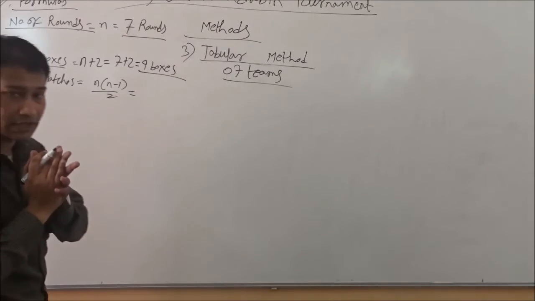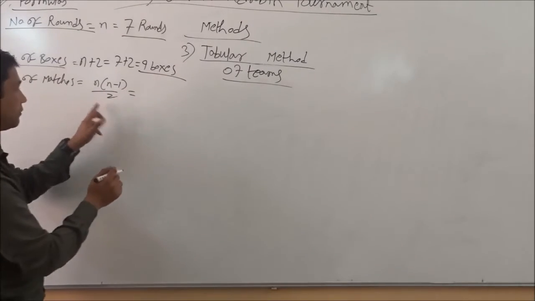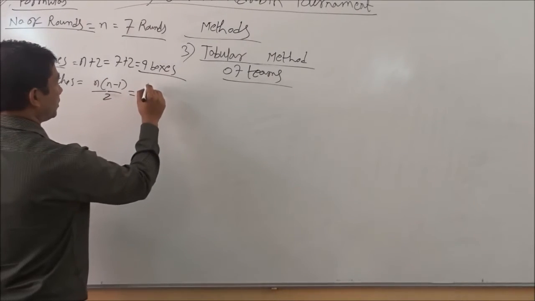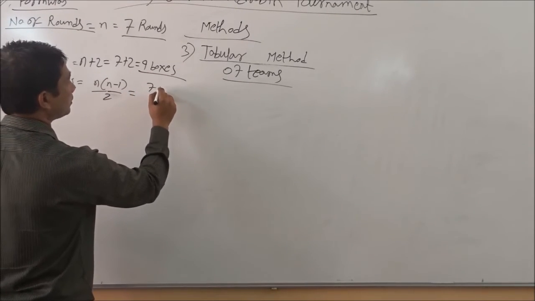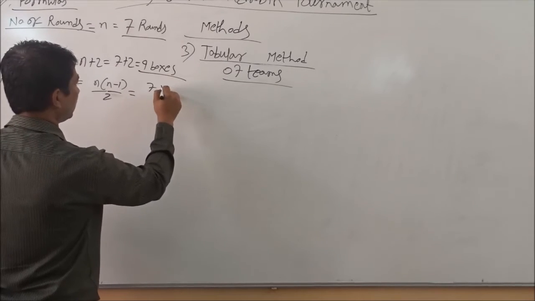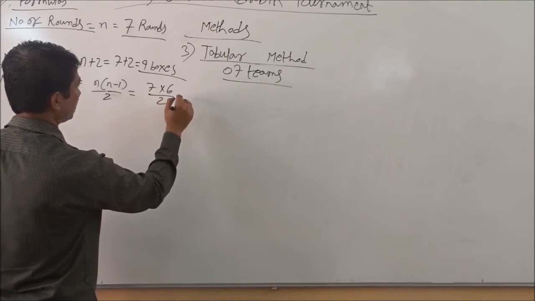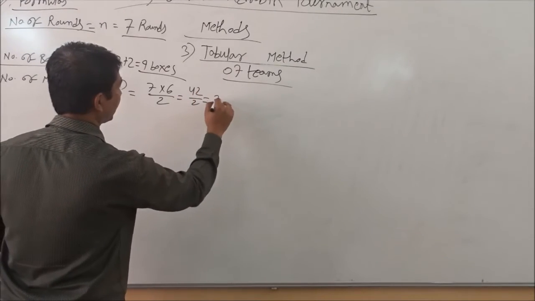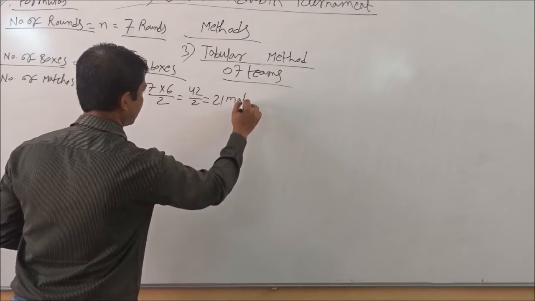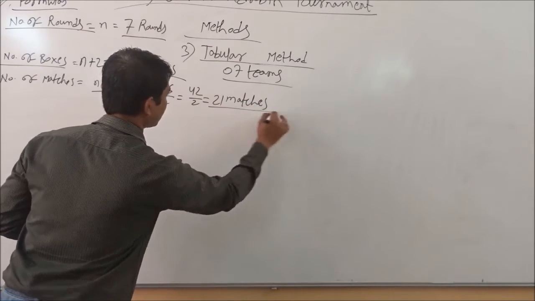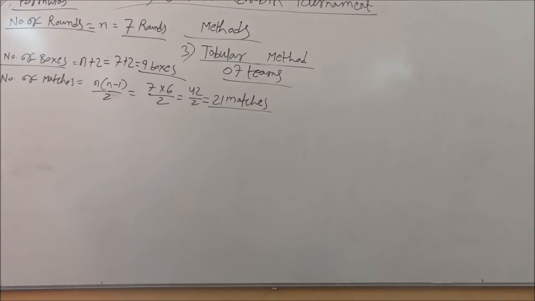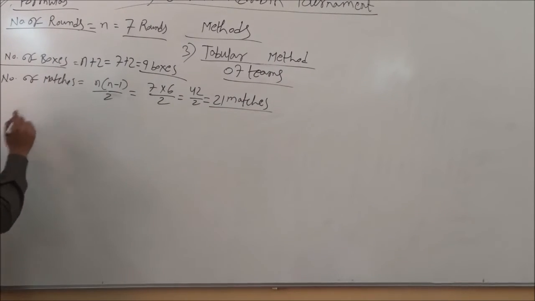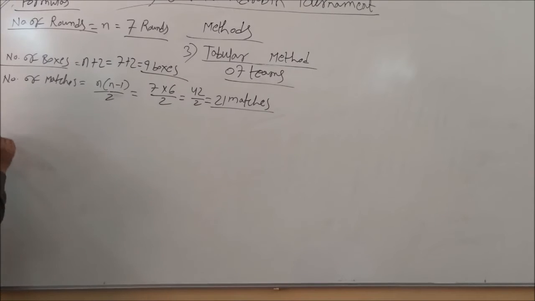Number of matches, the formula remains the same, n into n minus 1 upon 2. That means 7 into 6, 42 divided by 2, it becomes 21 matches. 21 matches. Now let us move to draw the fixture. So we need to draw 9 boxes.